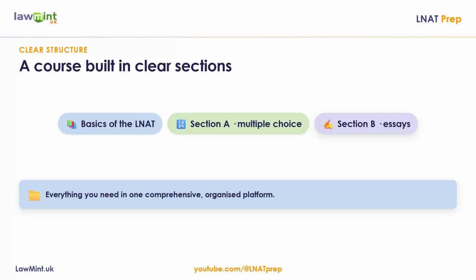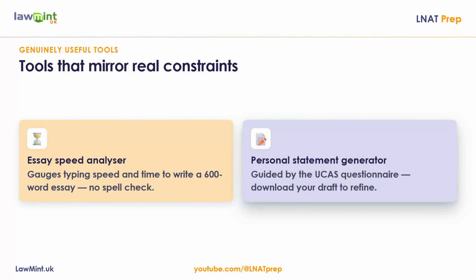The Essay Writing Speed Analyzer gauges your typing speed and estimates the time required to type a full 600-word essay under real conditions. It also assesses your spelling ability, which is essential, because the actual LNAT essay screen has no spell check feature at all. Practising without that safety net is exactly where this tool proves its value. There is even a personal statement generator, which walks you through a set of questions based on the UCAS questionnaire, then lets you download your draft as a text file to refine later.